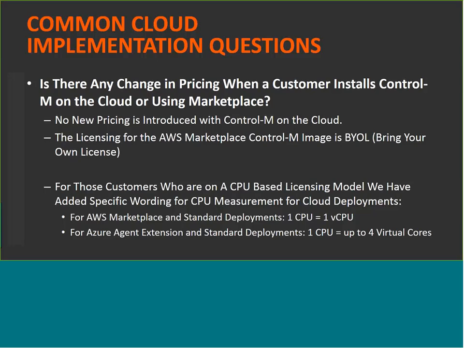For those that are running Azure, whether they're running the agent extension or doing a standard deployment of the product in the Azure cloud, one CPU is 4 virtual cores in the Azure environment. So those will be the measurements we will be using going forward to ascertain the CPU utilization that you are using against your Control-M license versus the compute that you are using in the cloud infrastructure.